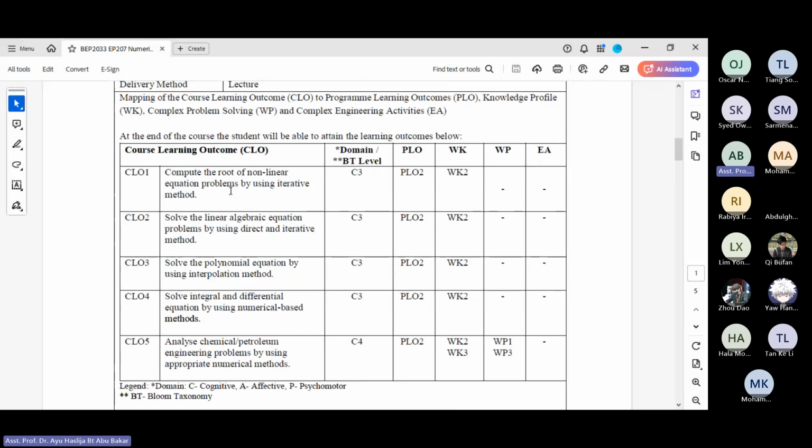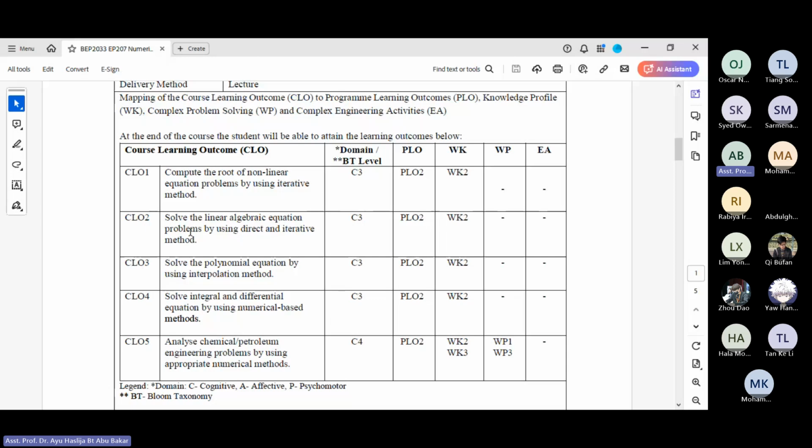CLO1, the earlier topic, chapter 1, which is computing the root of non-linear equations. This one covers the closed method, the bracket method, open method, the bisection, Newton-Raphson, secant method, fixed point iteration, all those things, by using iterative method. As you can see here, graphical is not mentioned, only iterative. So graphical will not be in the final exam.